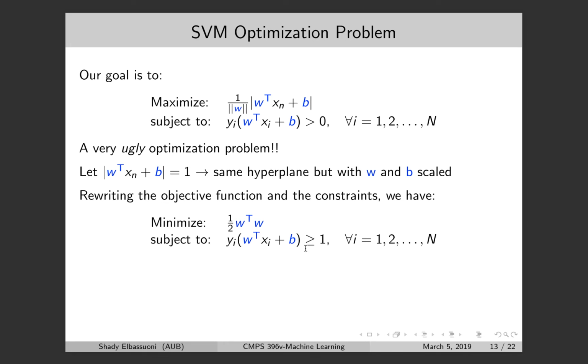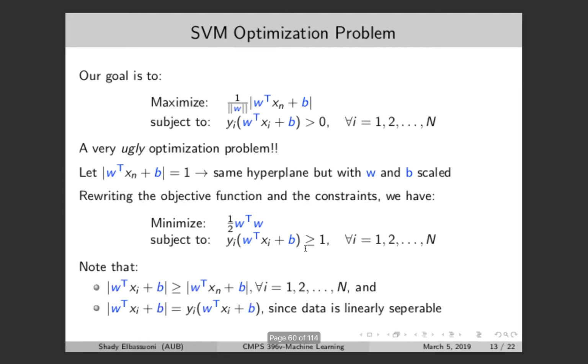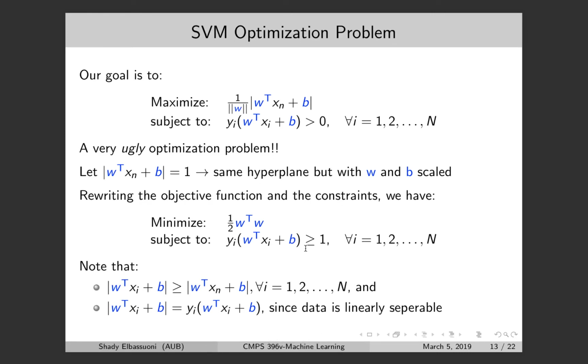Why is this greater than or equal to 1 and not 0 anymore? Because of the following observations. We have the absolute value of W transpose xi plus B is greater than or equal to the absolute value of W transpose xn plus B. Why? Because xn is the closest point to the hyperplane, and so all the other points would have distance greater than or equal to the absolute value of W transpose xn plus B.